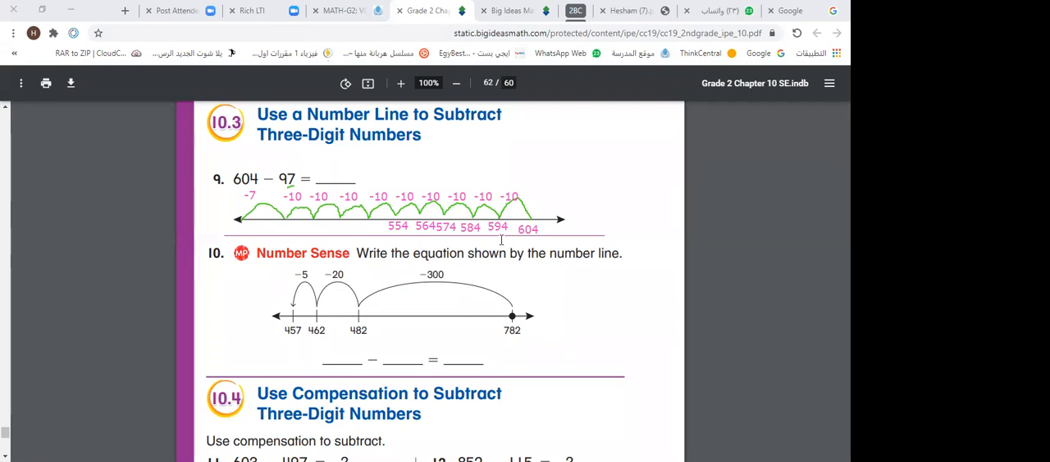Now, 594, 584, 574, 564, 554. After that, 544. After that, 534, excellent. After that, 524. Excellent. 514. Excellent. 514 minus 7 equals. 514, yes. 514 minus 7 equals 5.